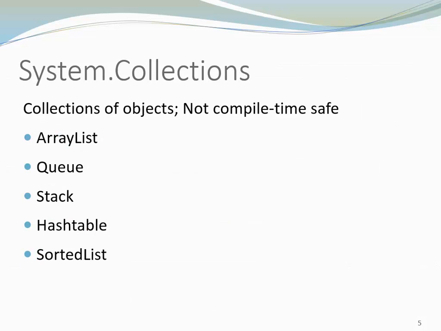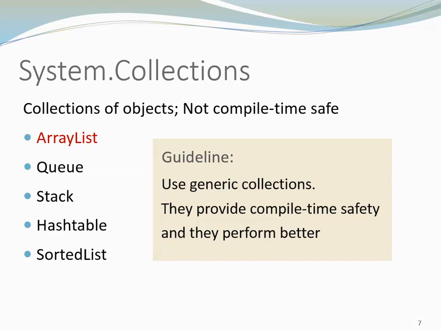Let's have a brief look at System.Collections. To Java developers, the class names look quite familiar, especially ArrayList. Be aware, though, that you're looking at collections of objects. They require a lot of boxing and unboxing for value types. In any case, make sure to use generic collections when writing new code. They provide compile time safety and they perform better.